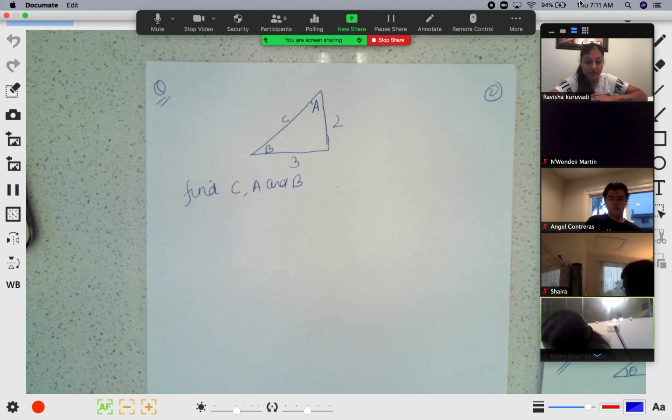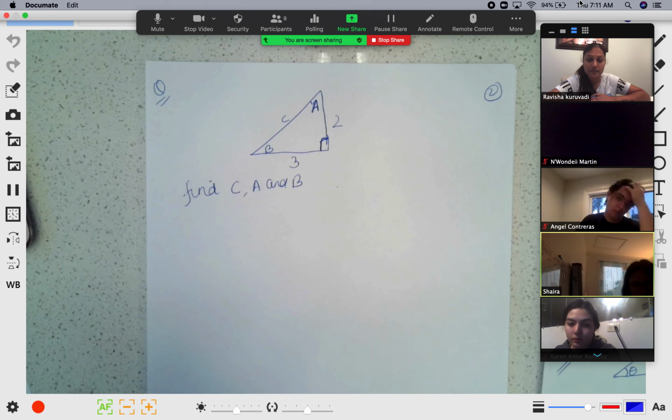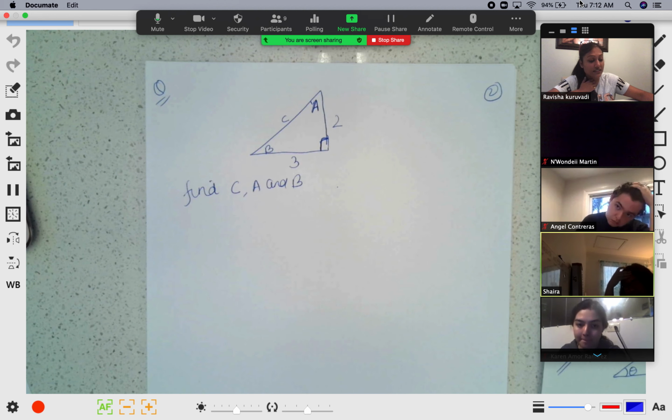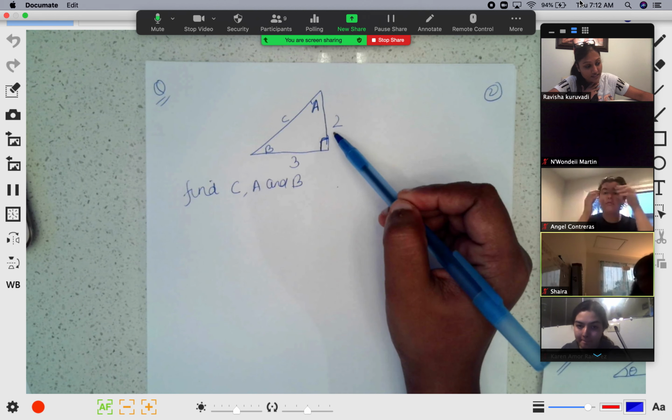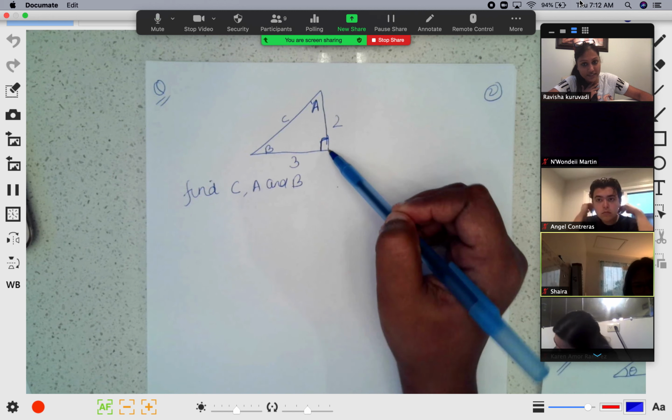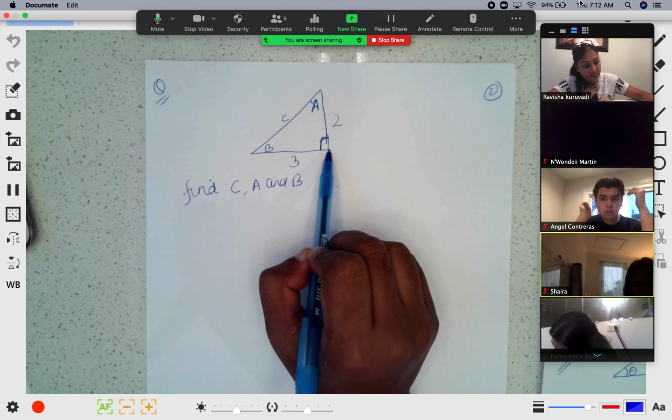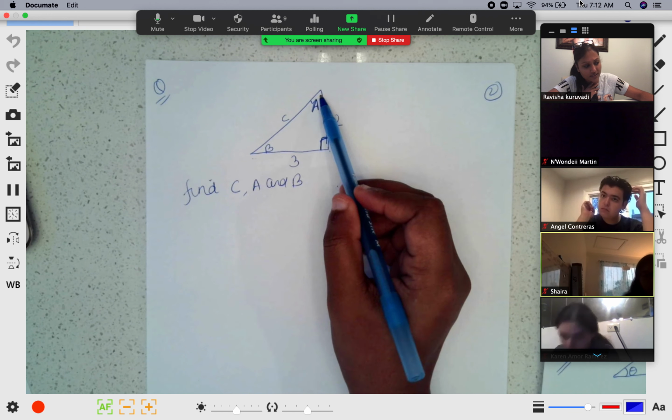Shaira? I'm not really sure. Can we go through this one? Yeah, let's see. I know the value of this side. I know the value of this side, right? I don't know the value of this side. Is there any relation between the side lengths?